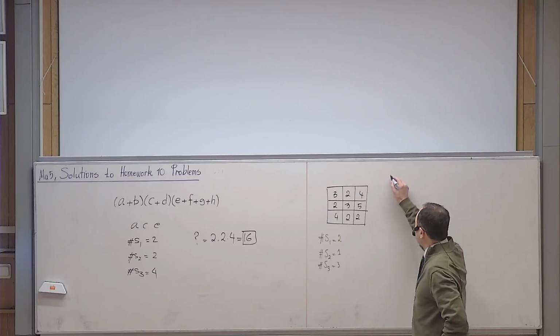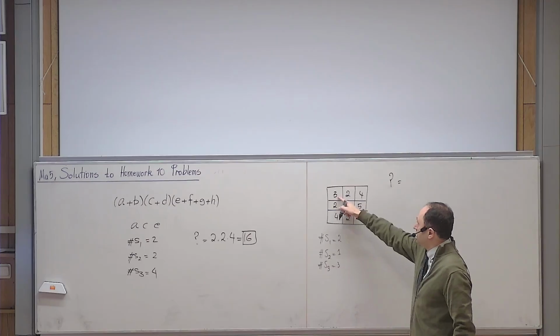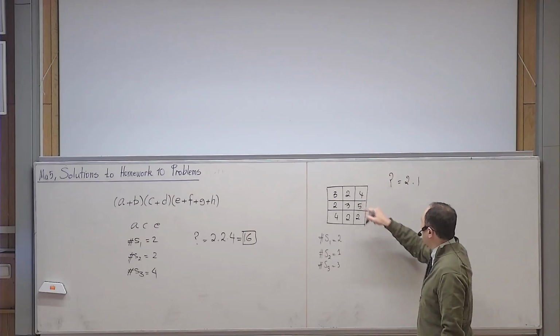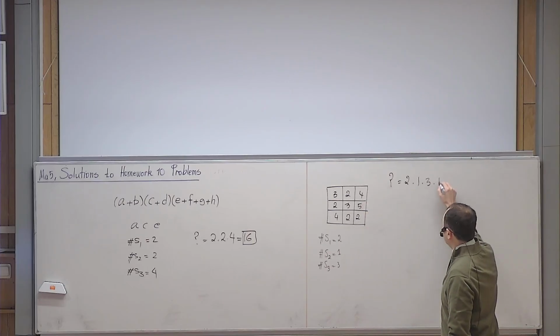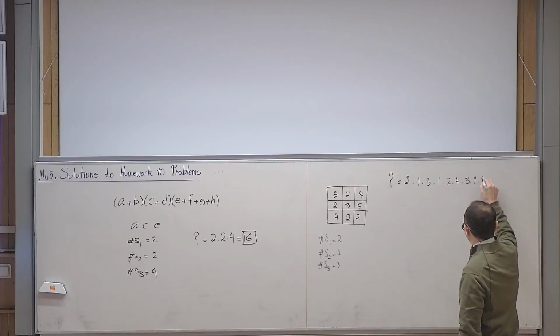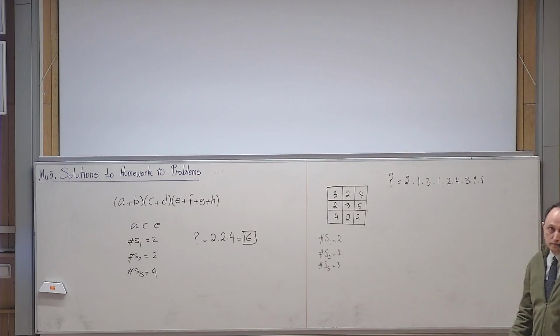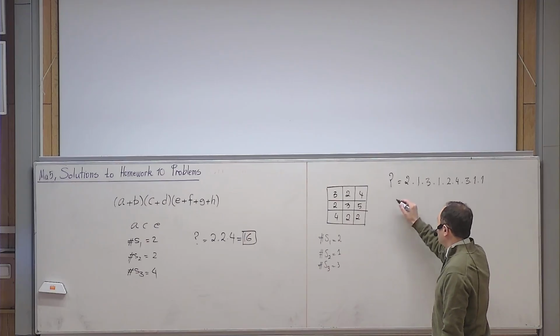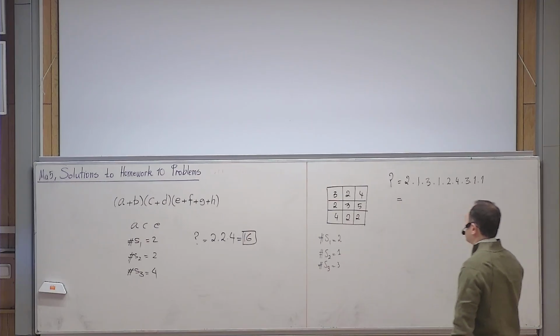So the answer to the question mark will be what? For this one, I have two options. For this one, I have one option. For this one, I have three options. The next one, 1. The next one, 2. The next one, 4. The next one, 3. The next one, 1. But telling this story to yourself for combinatorial problems is extremely important.